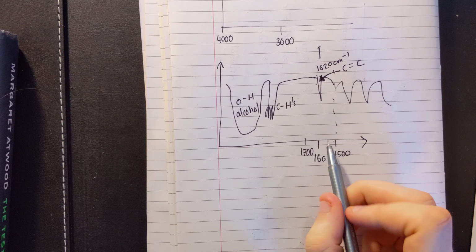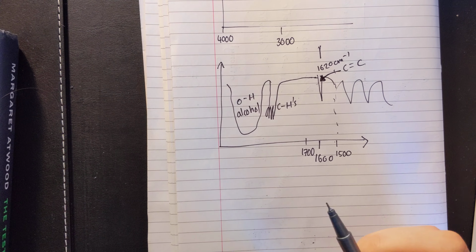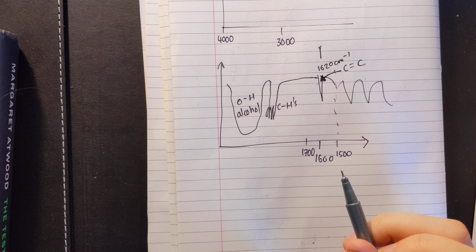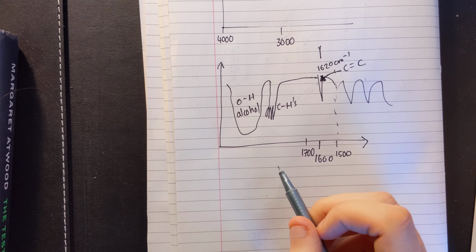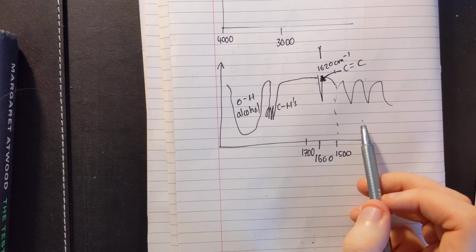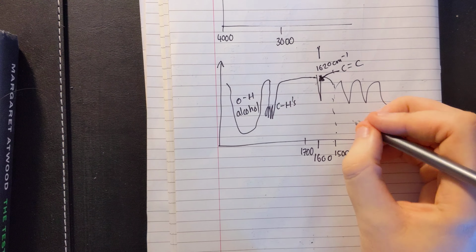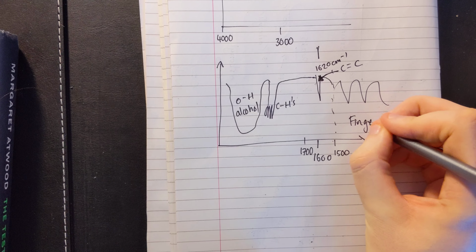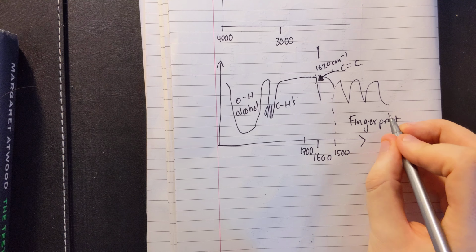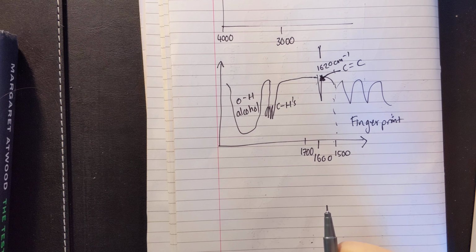On your data table there are things below 1500. It is meaningless, it doesn't tell you anything useful. You're certainly not going to be asked to assign anything from that or to draw any conclusions from information that's in the fingerprint region. So this is just fingerprint. Not useful unless I have access to a database.